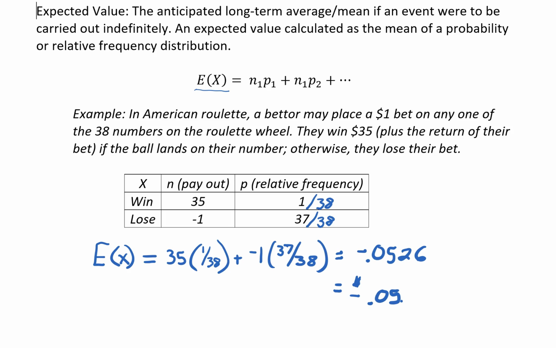What that means is if a player were to indefinitely play this game, then it would be a loss of 5 cents per bet played. So if they were to play this 100 times, then by the time they're done playing those 100 times, they would expect to have only lost $5.